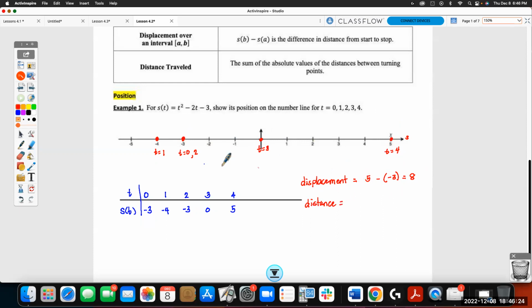And the distance traveled would use the absolute value. So from 0 to 1, that is equal to 1 unit, because it's absolute value. And then from 1 to 2, that is another 1 unit. And then from 2 to 3, that is equal to 3 units. And then from 3 to 4, that is equal to 5 units. So the total distance traveled is equal to 10 units. So that's the difference between displacement and distance.